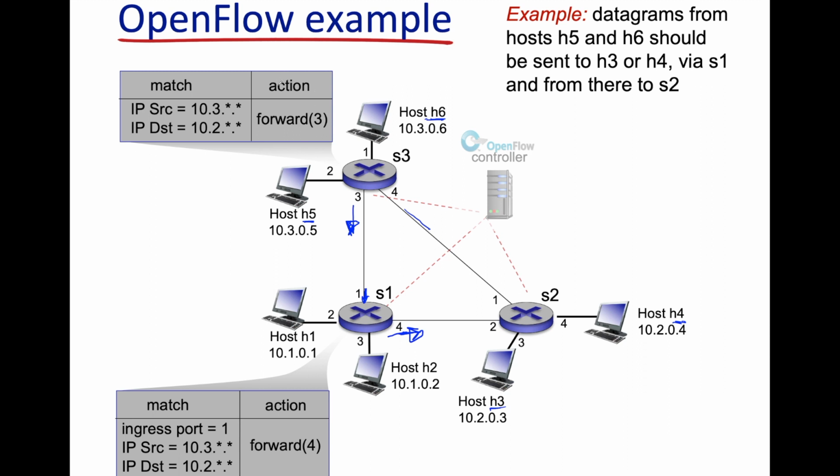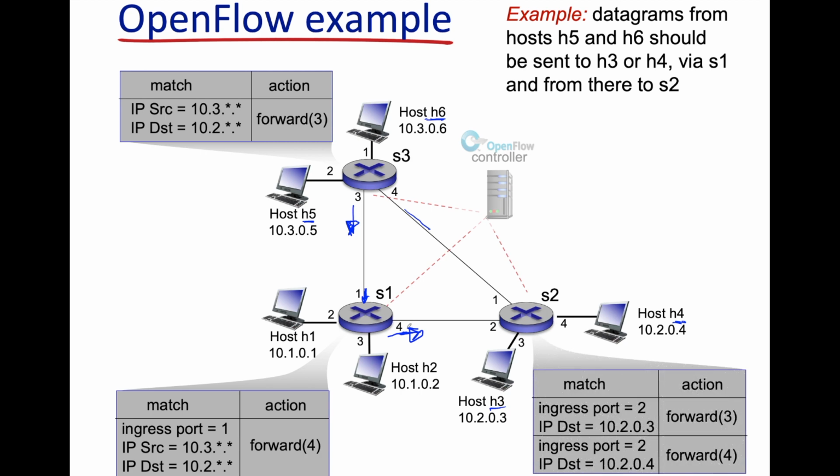So this first flow table is going to send all that traffic down through link 3, and then the second flow table in router S1 is going to send all that traffic to the right out port 4 on router S1. Okay. So then lastly, we have the flow table for this last router, S2.